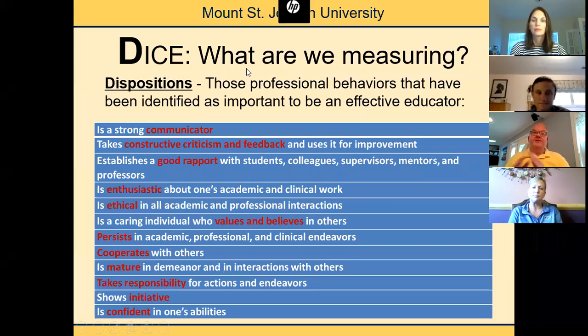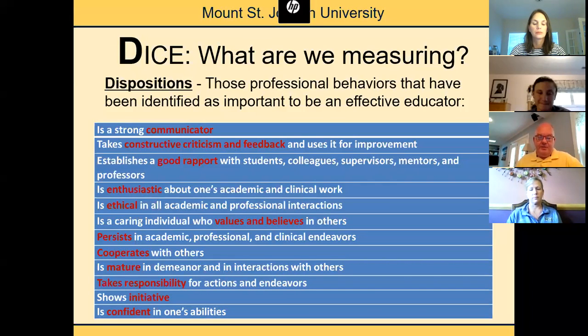So what are you measuring at disposition? So we know there are certain professional behaviors that if students have those, if candidates have those, if teachers have those, they're likely to be more successful, right? So things such as, are they a strong communicator? Do they take criticism well? Do they establish a good rapport with students, colleagues, supervisors, other people in the building? Are they enthusiastic about what they're doing? Ethical, certainly. Do they value and believe in others? Like others can learn. Do they persist?